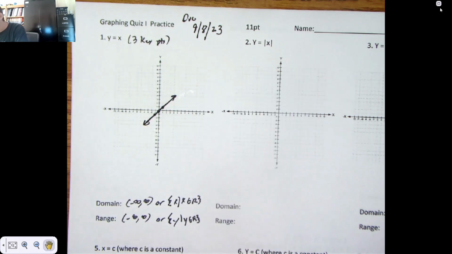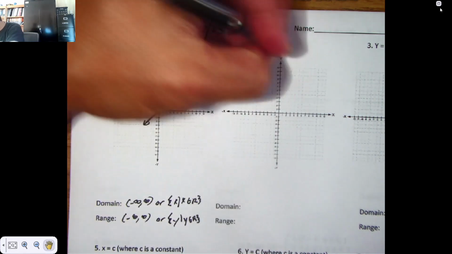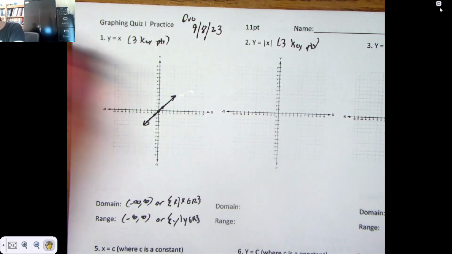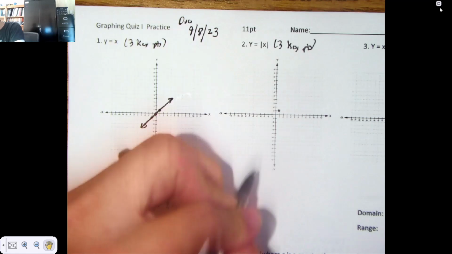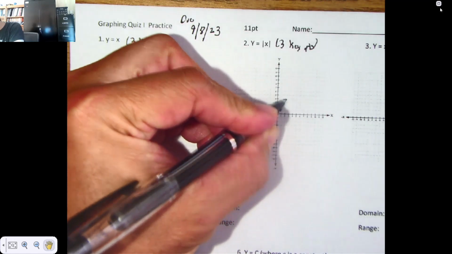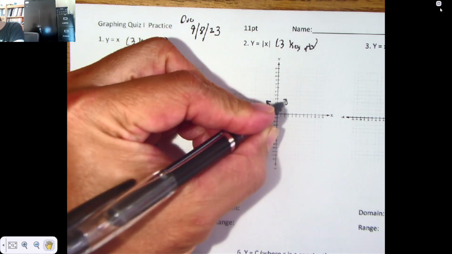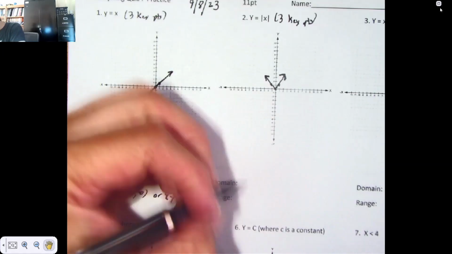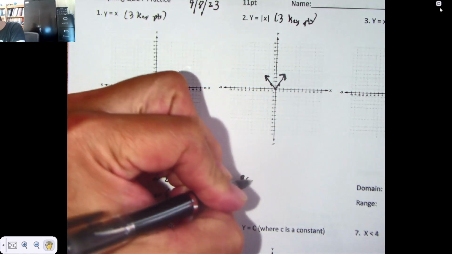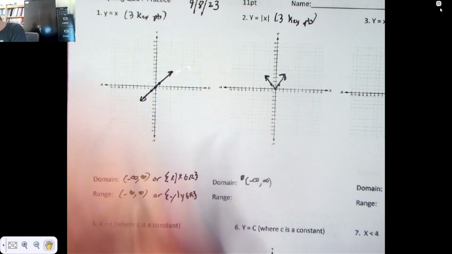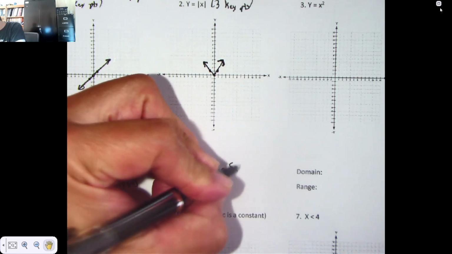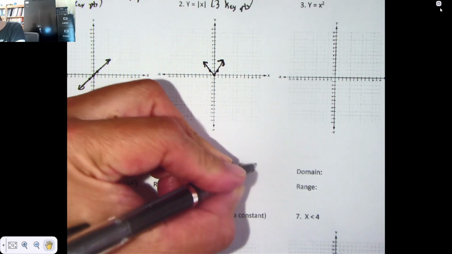Second mother function we actually looked at was absolute value of x. She also has 3 key points. She contains (1, 1), (0, 0), and (-1, 1), and she is a v. Her domain is the same, negative infinity to positive infinity, because she runs left and right forever. Or if you like set builder, all values of x such that x is an element of the real.